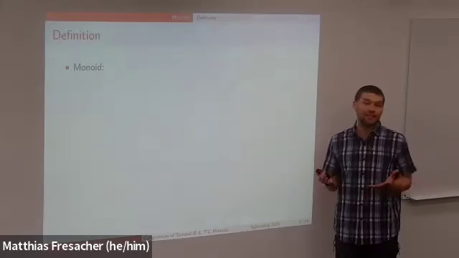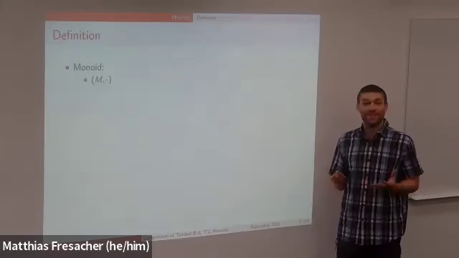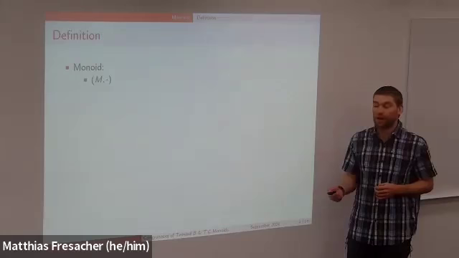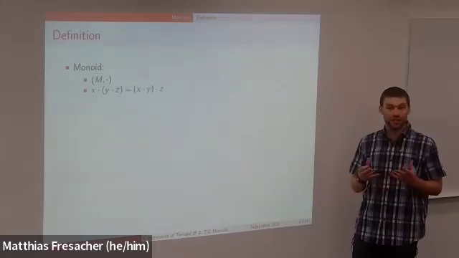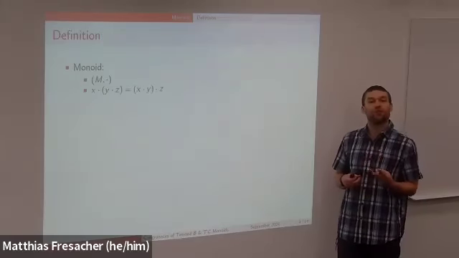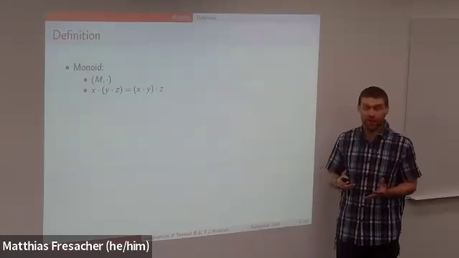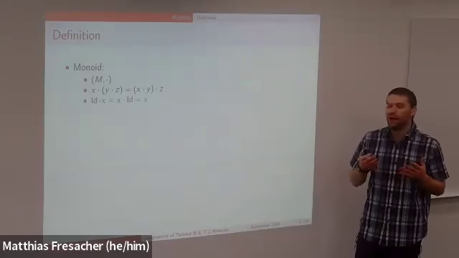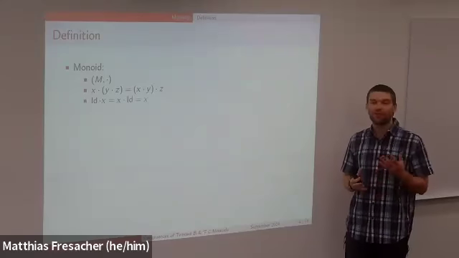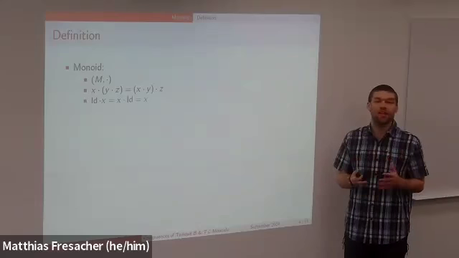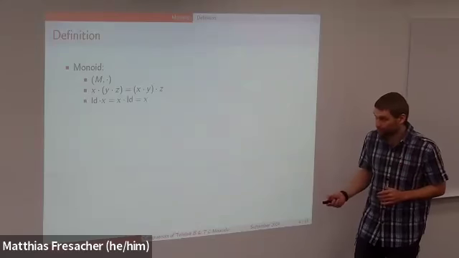So what exactly is a monoid? Well, it's a set together with a binary operation, and this binary operation is associative. So if I multiply three things together, the order doesn't matter. And likewise, we have an identity element. So essentially, I can multiply by the identity, and I'm not really doing anything.